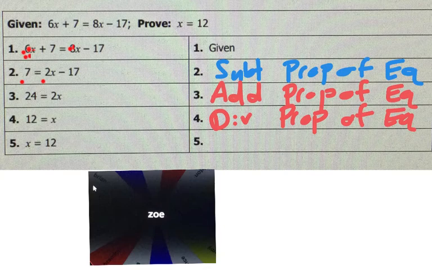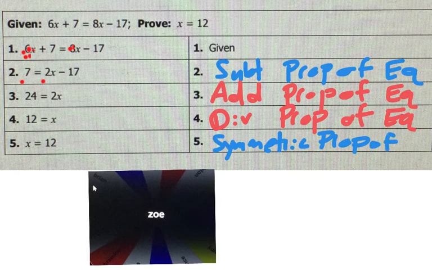And then what did they do from 4 to 5? They did that thing we were learning about, the P and Q. They swapped the order, right? Instead of saying 12 equals x, they said x equals 12. Okay, that's called the symmetric property of equality. Can you read that green? That's not a very good color. Let me change. Whenever you have two things that are equal, we can just change the order of them.